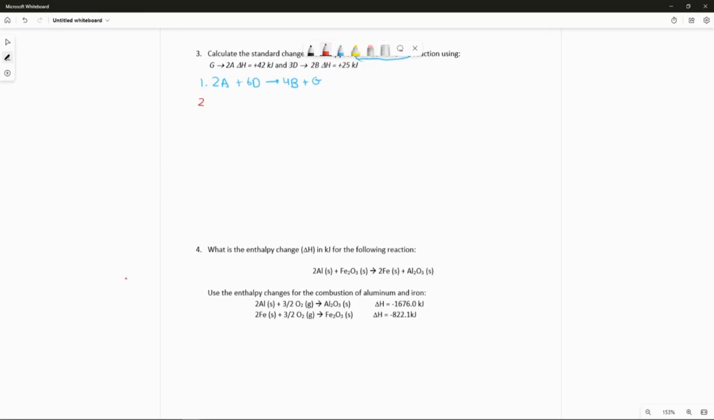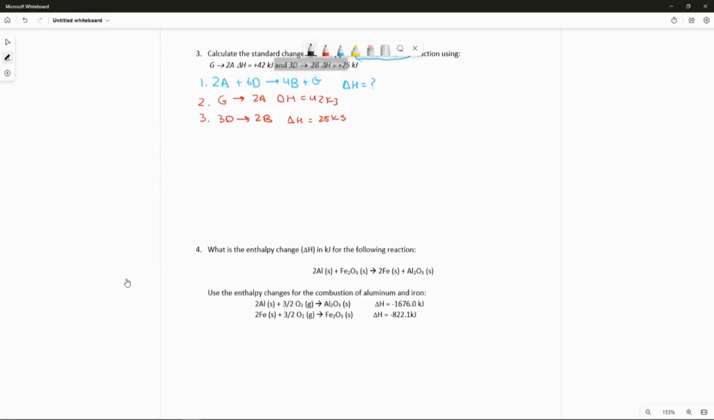We're going to have equation 2: G is going to be 2A, and the enthalpy is going to be 42 kilojoules. And we have the third equation, which is 3D arrow 2B, and then we have delta H equals 25 kilojoules. Alright, and we're looking for the delta H of this first base equation.